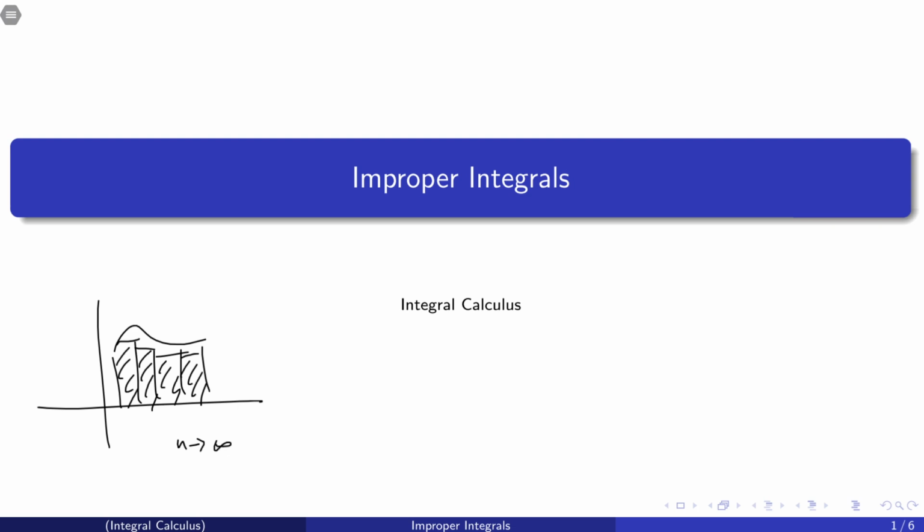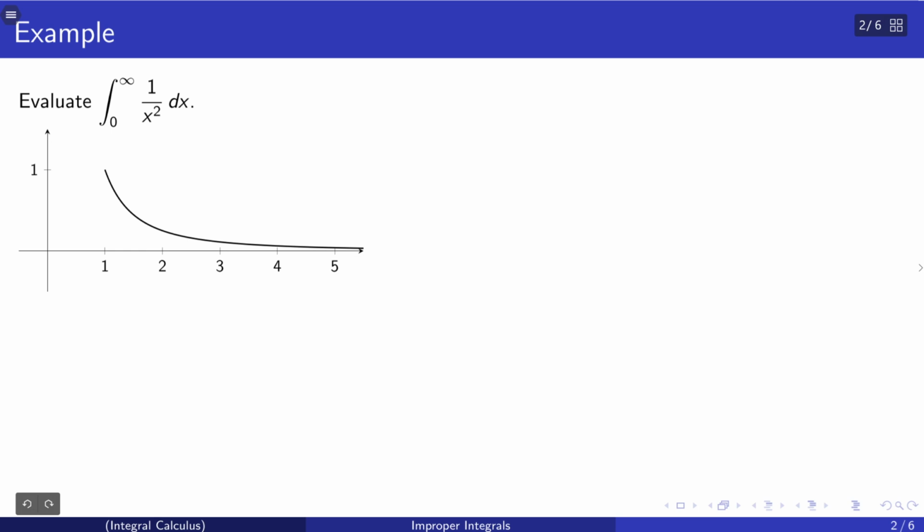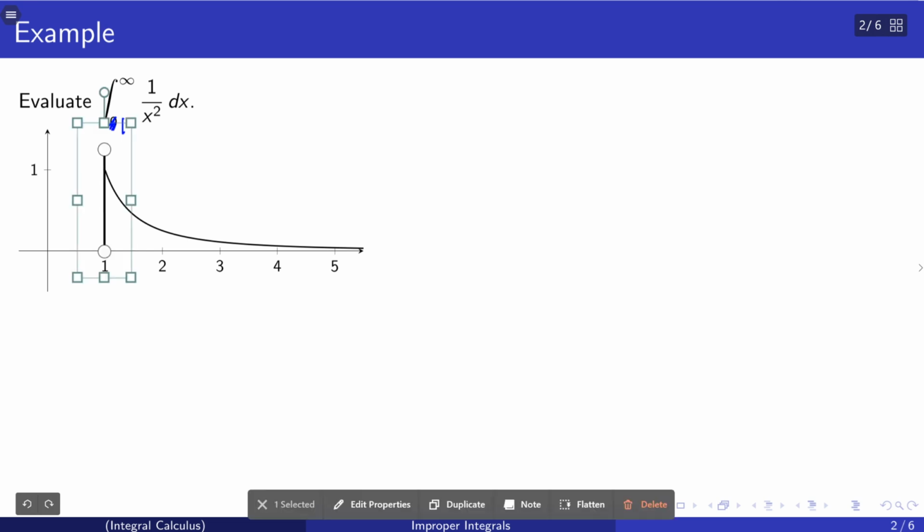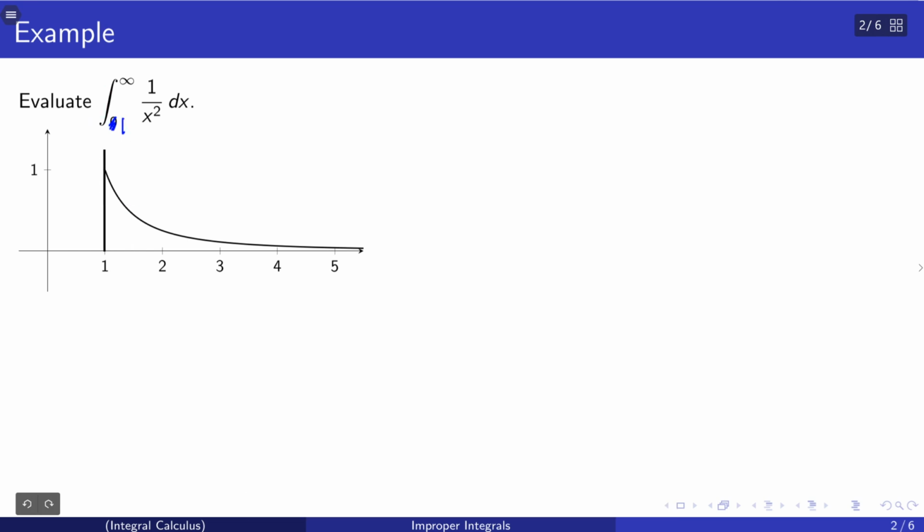One reason why this won't work is that sometimes you're interested in finding the area of an infinite region. So if you look at this integral here, oh, that's a typo. That should be the integral from 1 to infinity. That corresponds to this infinite area under the curve of y equals 1 over x squared.